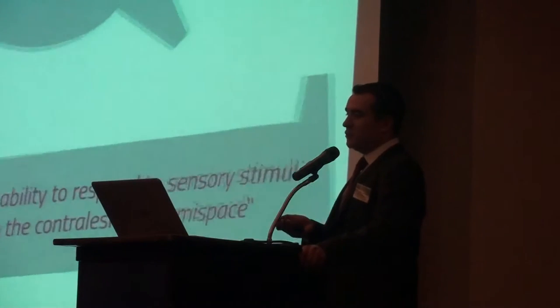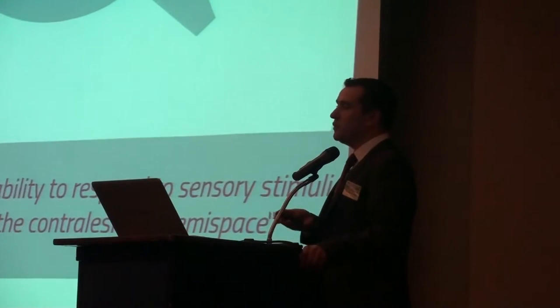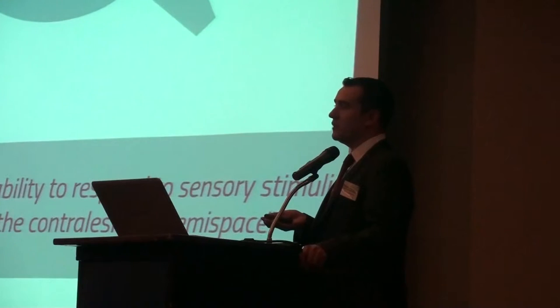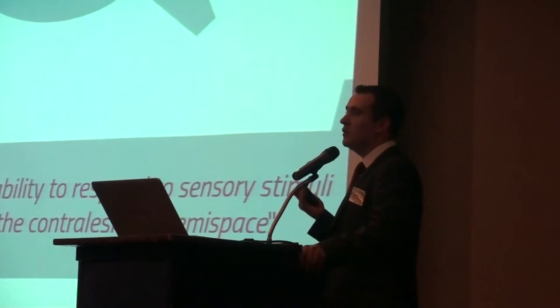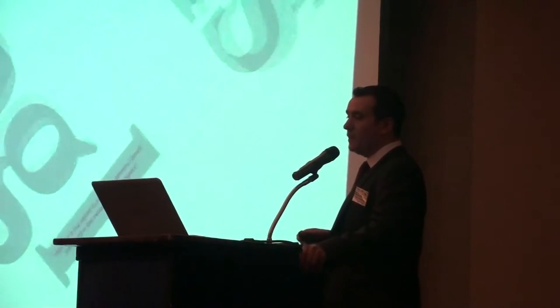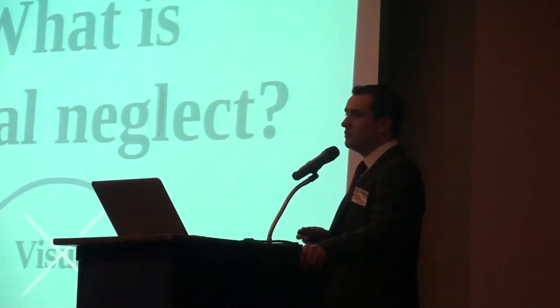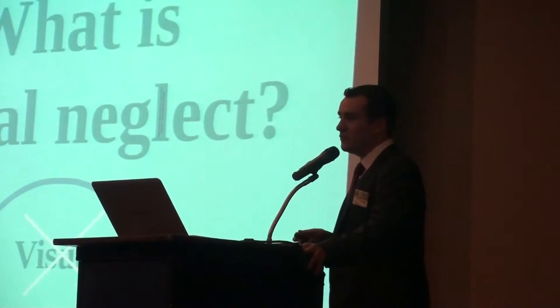There is a definition that's used. It's an impaired or lost ability to respond to stimuli presented in the contralesional hemispace. So contralesional is the opposite side of the lesion where the brain is, and hemispace is just your visual field. The important thing to take from this is that it's not a visual defect, it's an attentional disorder. So visually we can prove through EEG signals that they see objects on the contralesional side. They just don't pay attention to them.